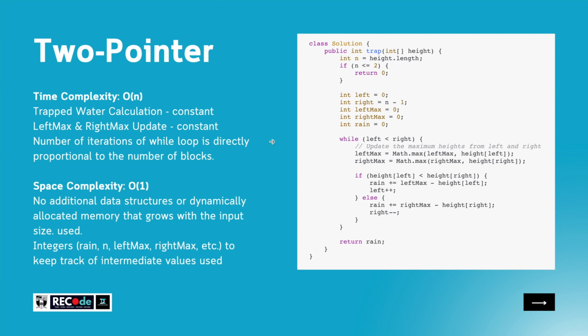The time complexity is O of n because we iterate through using the while loop, and the number of iterations is directly proportional to the number of blocks or elements in your array. The space complexity is O of 1, just like how it was in the brute force approach.